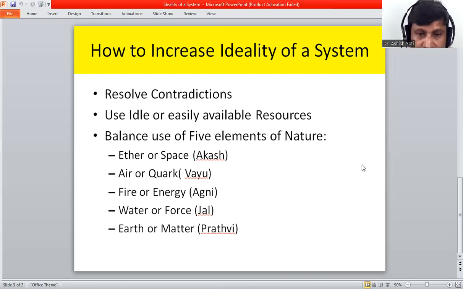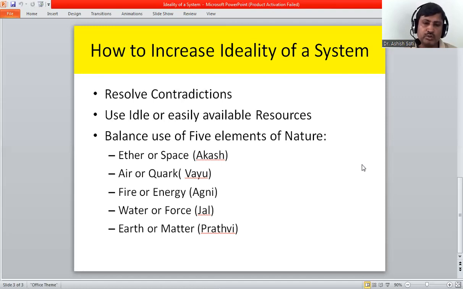Try to see in your system, in your process, what form of space you are using, what air you are using, what fire or energy mode you are using, what force or water resource you are using, and what earth or Prithvi, or the matter, you are using. Try to see how to manage contradictions among them. Try to see if I can replace one by another, or take a more balanced use. That can improve your contradictions management, and it is going to improve your ideality.